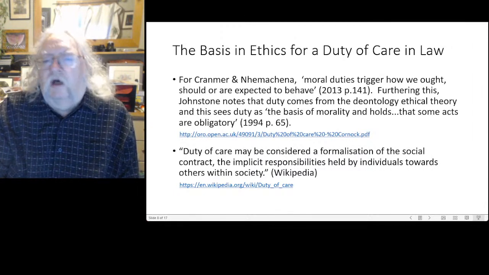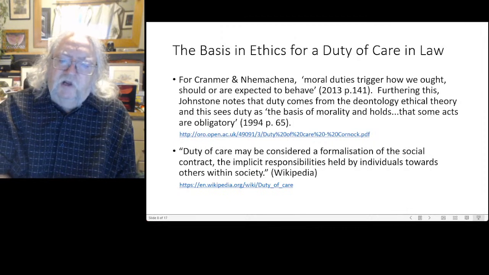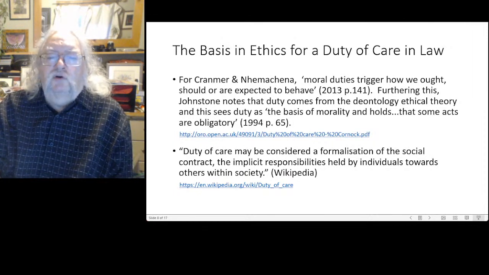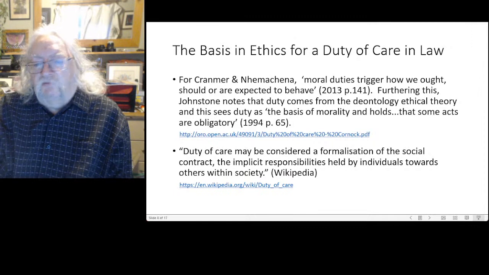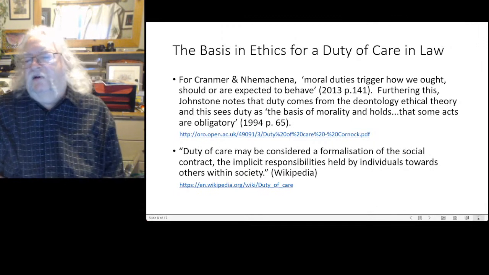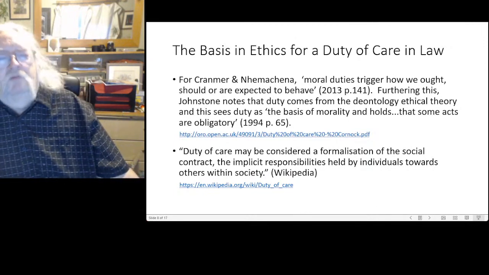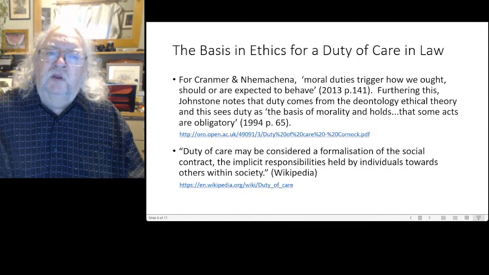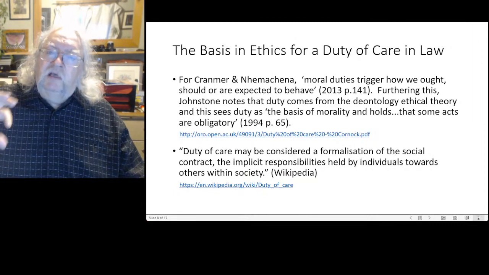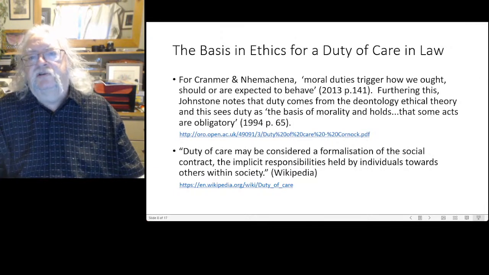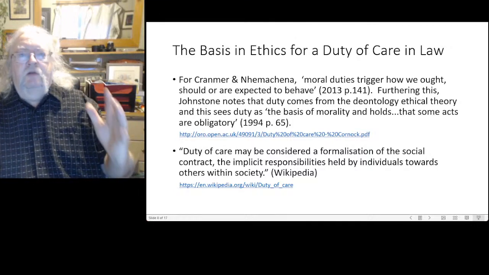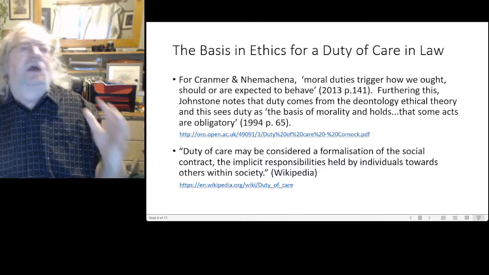of moral obligations. Or on the other hand, we read in Wikipedia, duty of care may be considered a formalization of the social contract, the implicit responsibilities held by individuals towards others within society. Now again, that's not an especially deep representation of what we mean by social contract, and again, we've already seen more detailed accounts, but you could see how you could begin to represent duties within a profession as obligations under the framework or structure of a contract, pretty much as though they are a contract.